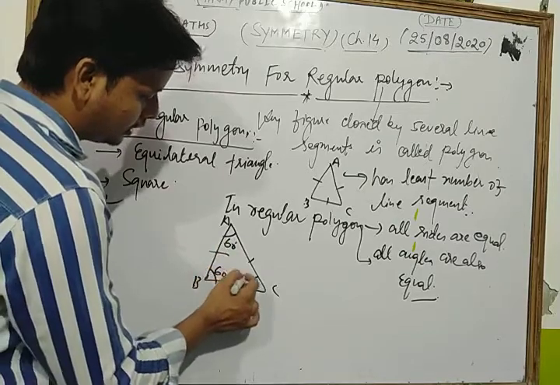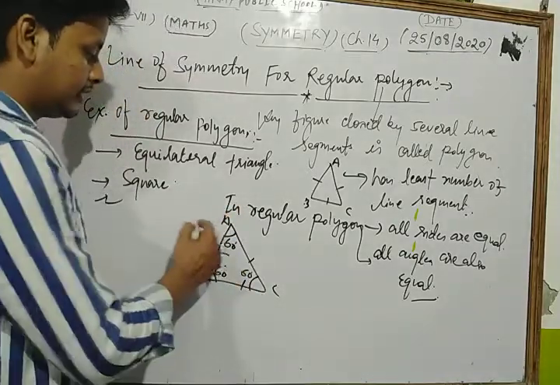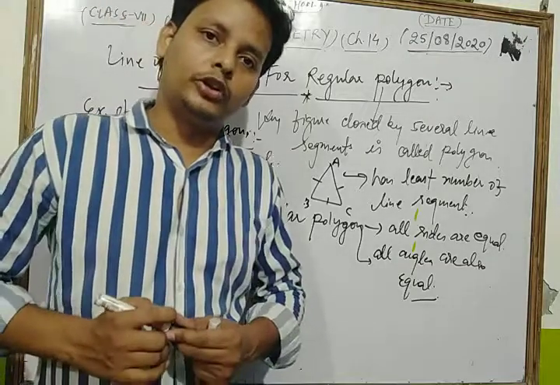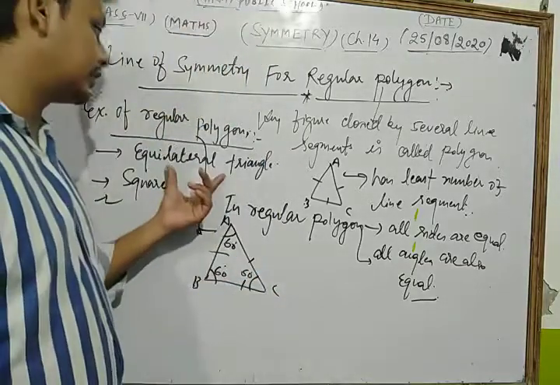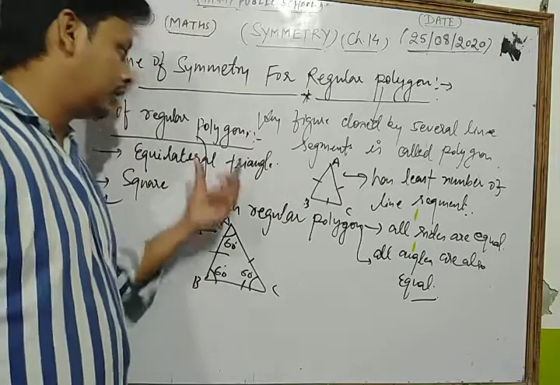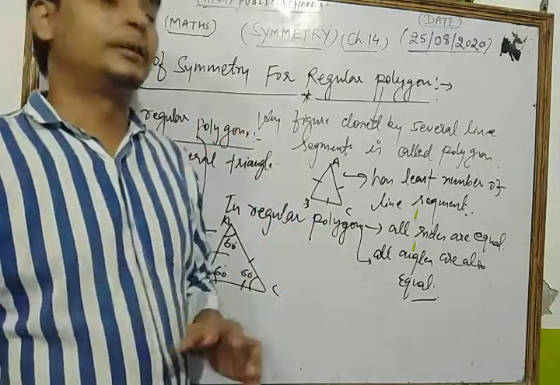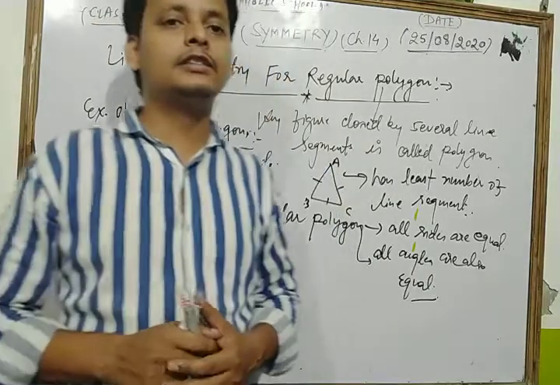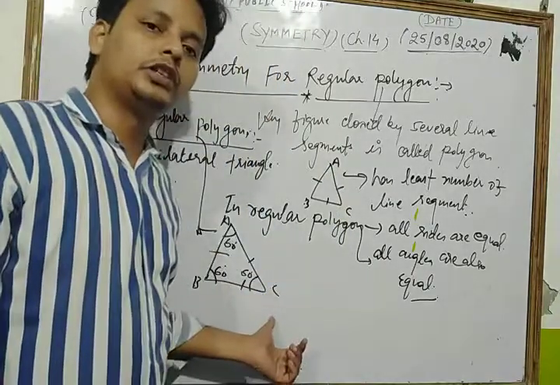Each angle is equal to 60 degrees. So it is an example of what? Regular polygon. So dear students, an equilateral triangle is an example of a regular polygon because in an equilateral triangle all sides are equal and each angle is also equal, which is 60 degrees.